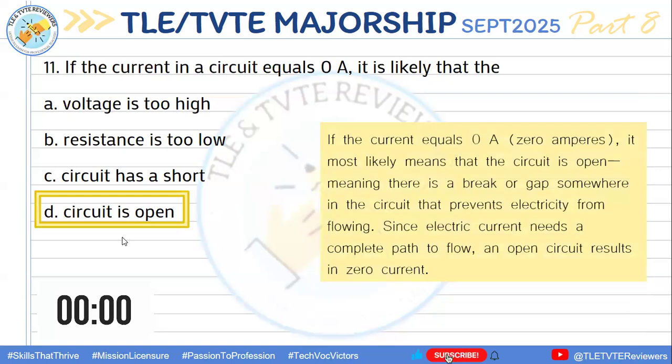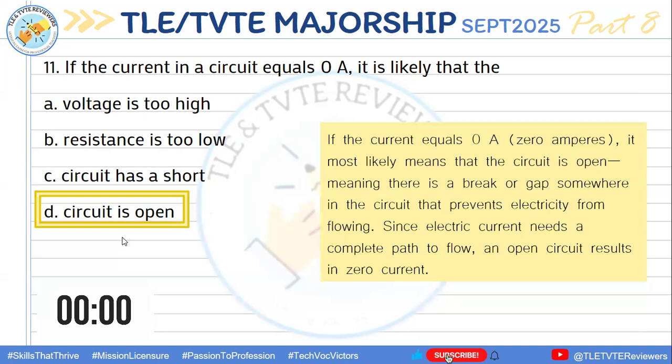If the current in the circuit equals 0 amperes, it most likely means that the circuit is open, meaning there is a break or gap somewhere in the circuit that prevents electricity from flowing. Since electric current needs a complete path to flow, an open circuit results in zero current.